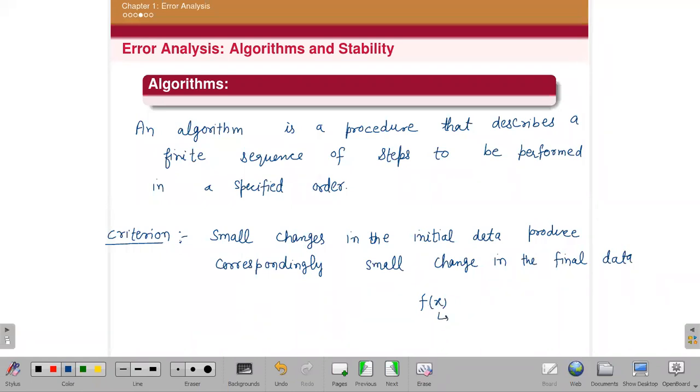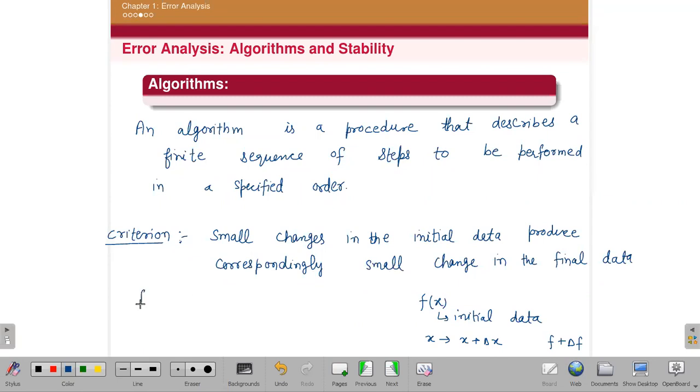So x is input here. This is my initial data I'm taking. So a small change in the input means it will become x plus delta x, suppose, and delta x is very small. It can be positive or negative. And if it is a small change in the input, then it will give you a small change in the output. It means in the output you will get f only. So I will get a small change in the output, so delta f also should be very small. If delta x is small, correspondingly you will get a small change in the final data.